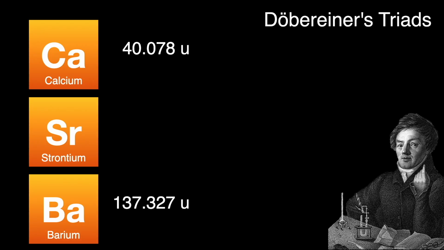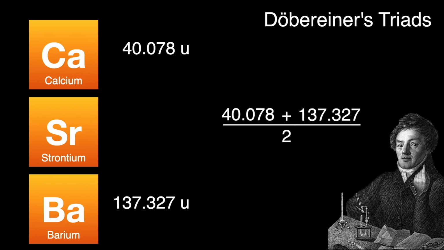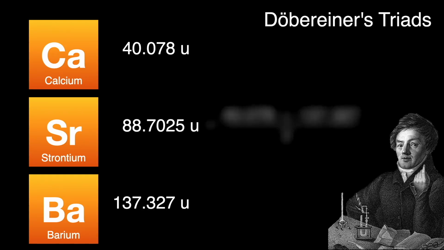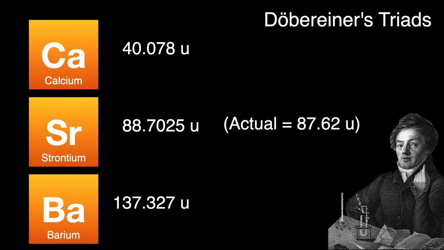Barium has an atomic weight of 137.327 units. Dobereiner noticed that if you took the average of these 2 atomic weights by adding them and dividing by 2, this resulted in an atomic weight of 88.7025, very close to the actual measured value of 87.62 units for strontium.